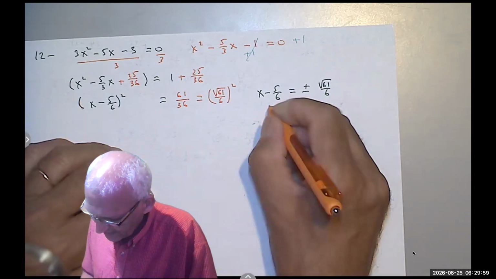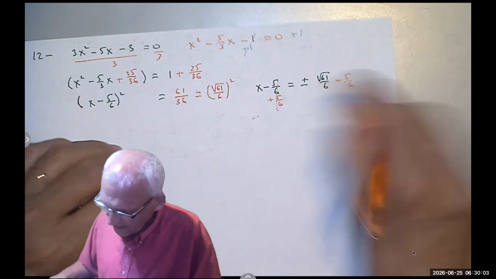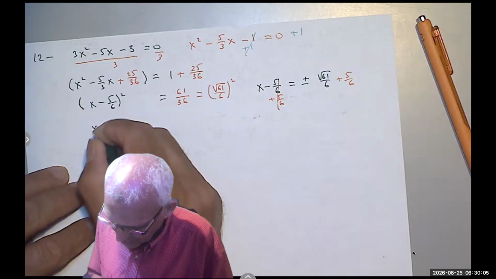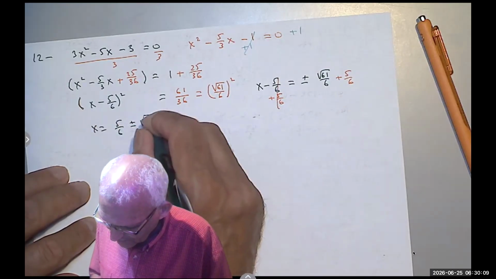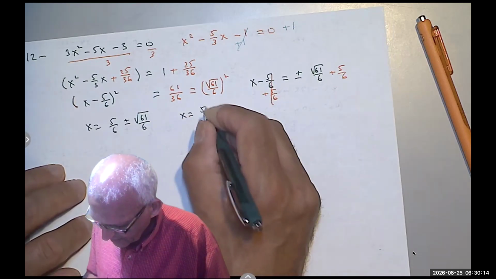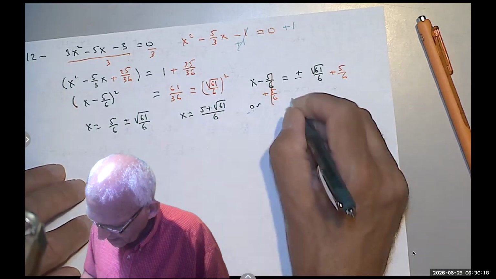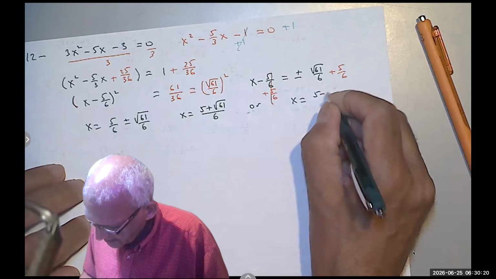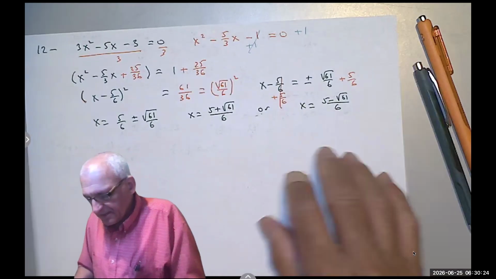I'm going to add 5/6 to both sides and get x equals 5/6 plus or minus square root of 61 over 6. So x is (5 plus square root of 61) over 6, or x equals (5 minus square root of 61) over 6. How do I check my answer?